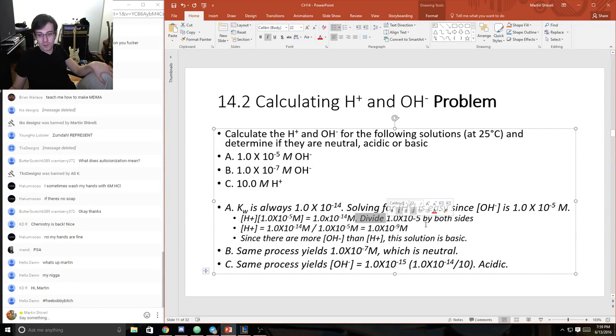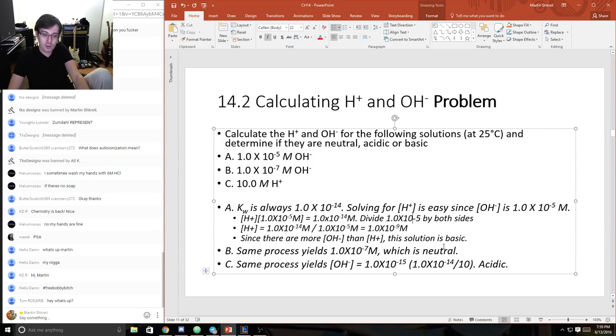So all we have to do is we put our Khan Academy hat on and we divide this part by both sides, because we want to isolate, we're trying to solve the H plus amount. We know the OH minus amount, they told us that. So we divide this by both sides.